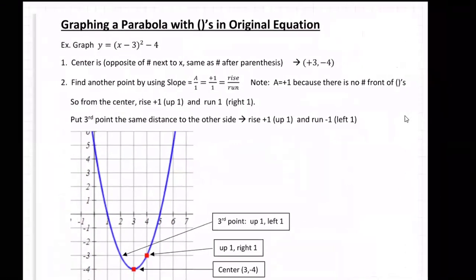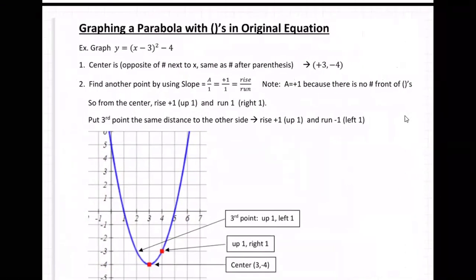Here, let me put in a page here. I think it's this one. Here's some stuff from the notes. Notice that this is from the exam 2 notes. If you just use these and kind of work backwards, it basically says that if you can do it with parentheses, which is what we're going to do, you can take the opposite of the number next to x and the same as the number after the parentheses.